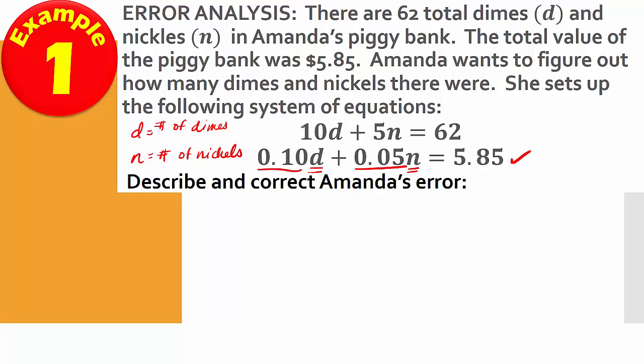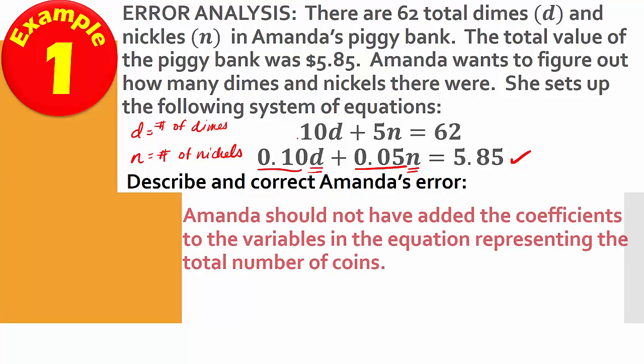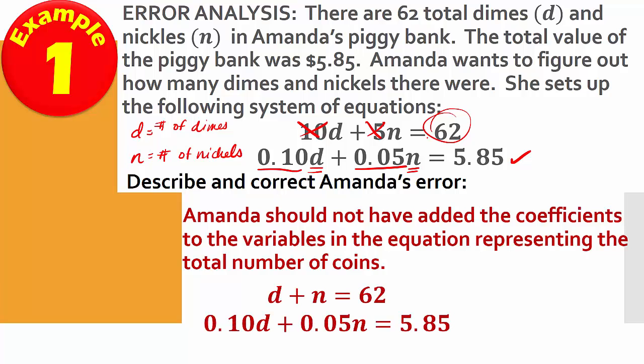These 10 and the 5, I understand maybe why she did it. She put the 10 in front because a dime is 10 cents, and a nickel is 5 cents. But if you multiply that times the number of each of those coins, it would give you the value down here, and on top of it, they have it as 10 instead of 0.10. So as far as describing and correcting her error, she should not have added the coefficients here. If we have the number of dimes and the number of nickels, and we just add D and N, that'll give us the total number of coins, which is what this 62 is supposed to represent. So to fix it, we just drop the coefficients in front.